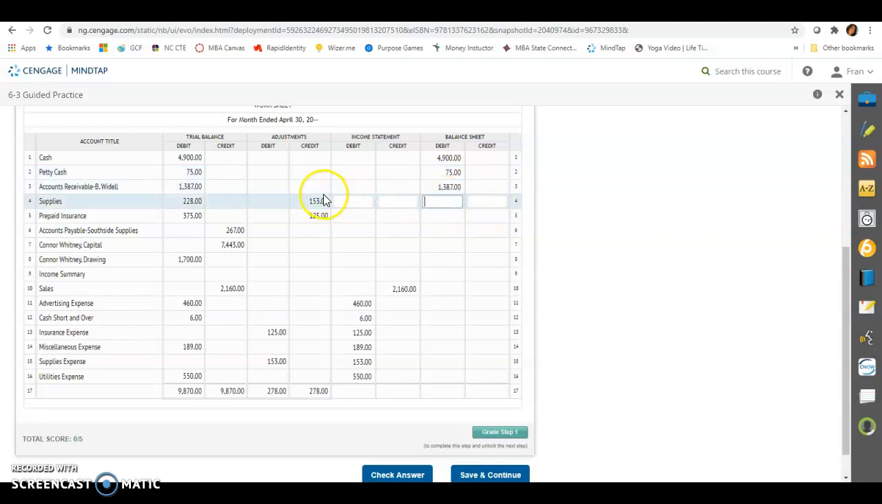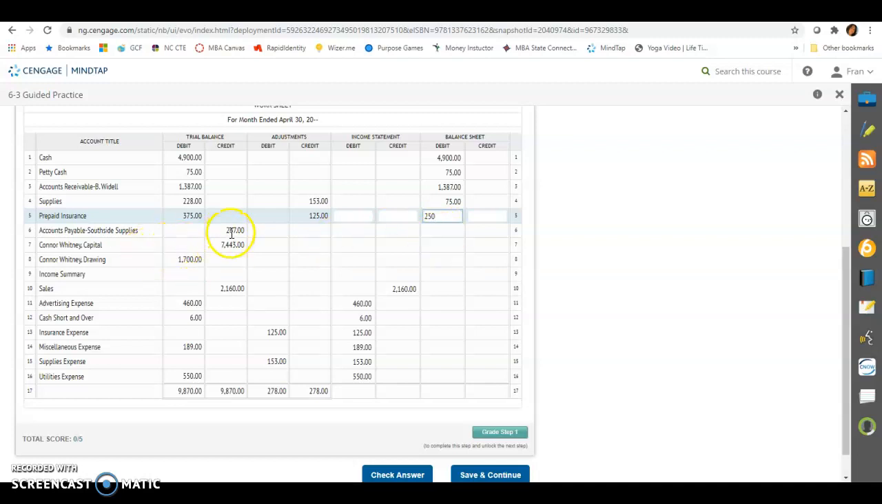All right, so now this one had an adjustment. It was $228 debit. We credited $153. So 228 minus 153, because a debit and a credit have to be subtracted. Debit, debit, add; credit, credit, add. But a debit and a credit, you have to subtract. So I came up with $75. Okay. Same thing here. We had $375 debit. We have $125 credit, so we have to subtract, and we come up with $250.